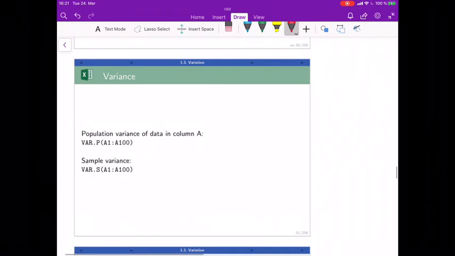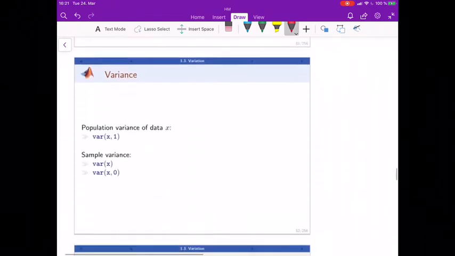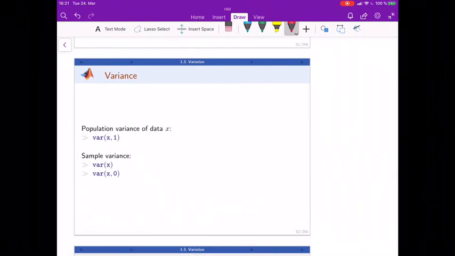If you don't want to do it by hand with your calculator, you can use Excel. The commands are var.p for population variance and var.s for sample variance. And obviously in MATLAB it's similar, there's a parameter behind. So sample variance is the standard. If you just say var of x, it's using sample variance. And if you give a comma 1, you can convert it to population variance.